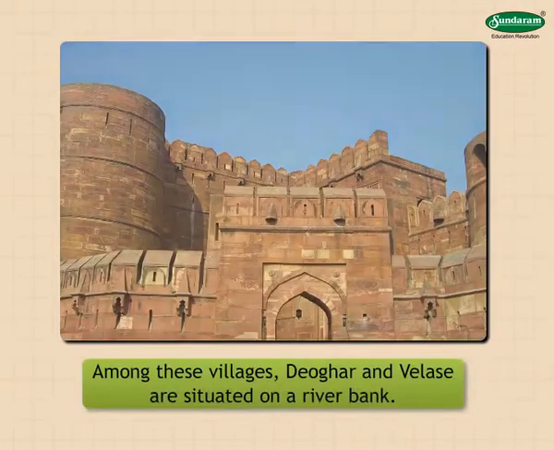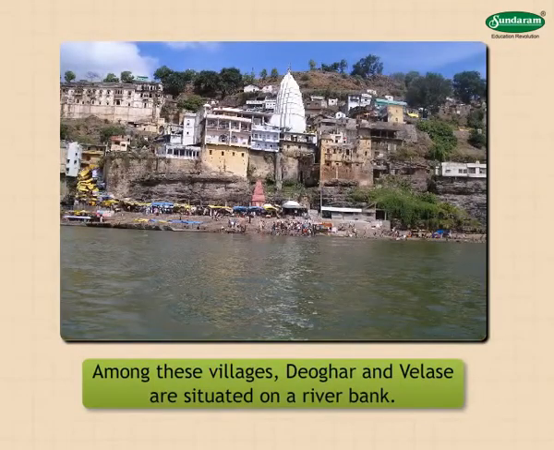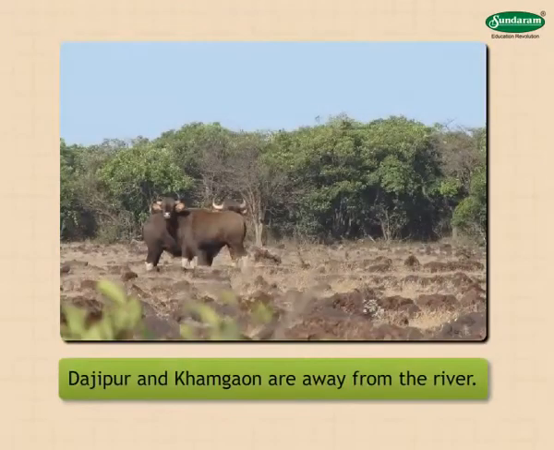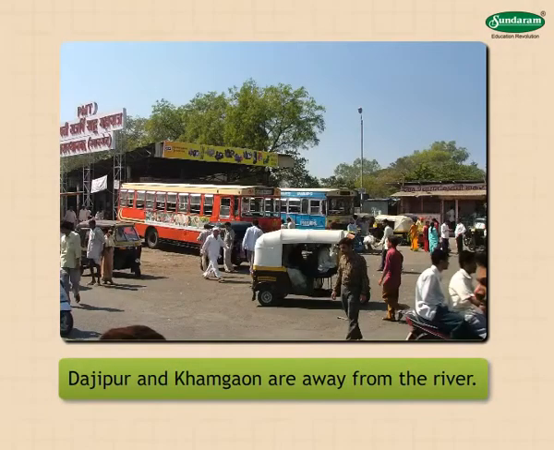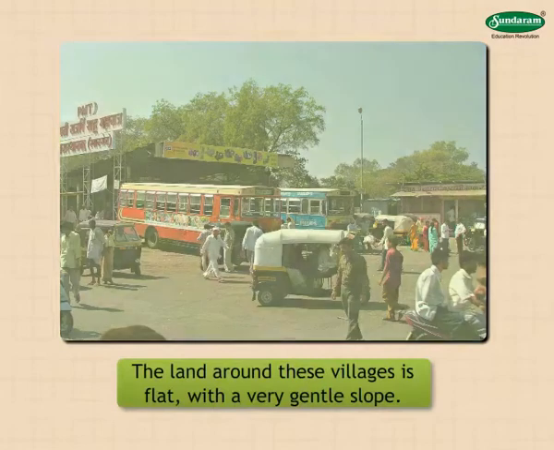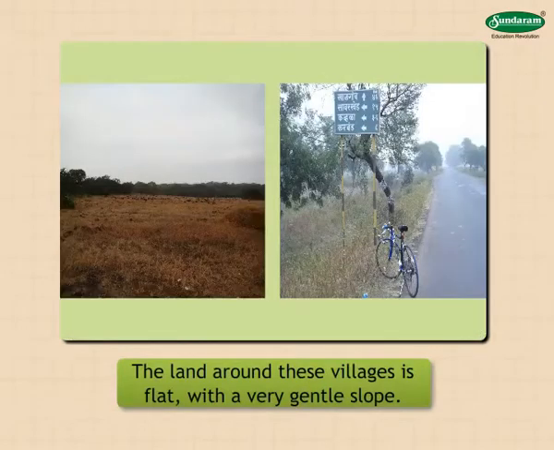Among these villages, Deoghar and Velase are situated on a river bank. Dajipur and Khamgaon are away from the river. The land around these villages is flat, with a very gentle slope.